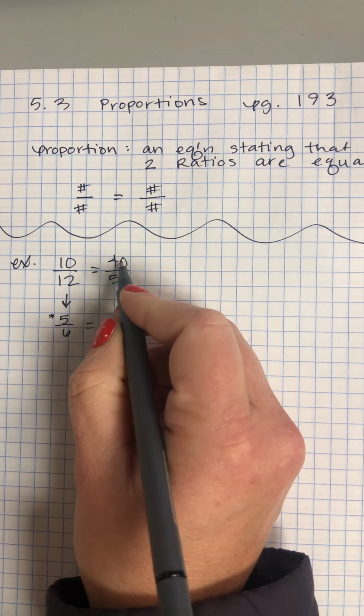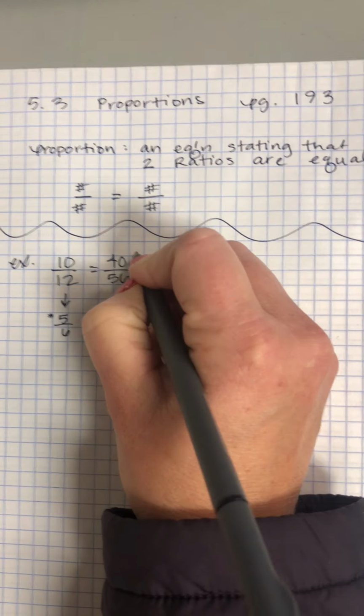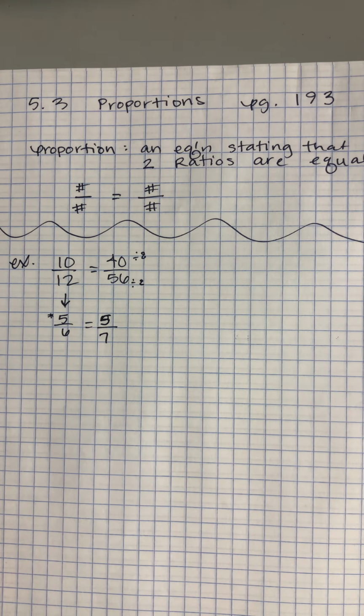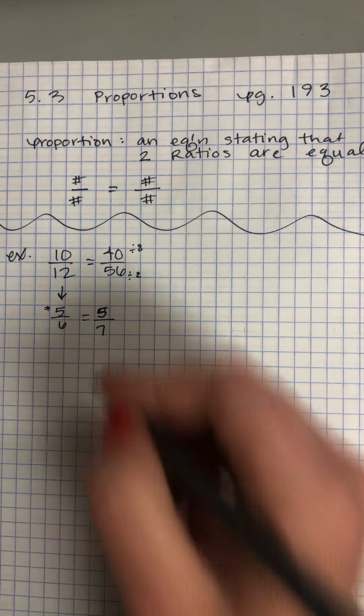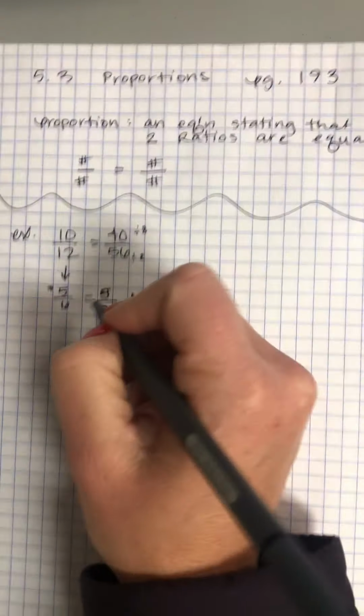What is it? So I divide by 8, I get 5 on top. If I divide by 8, I get 7 on the bottom. Is this a proportion? Is it equal? Not a proportion. These two are not.